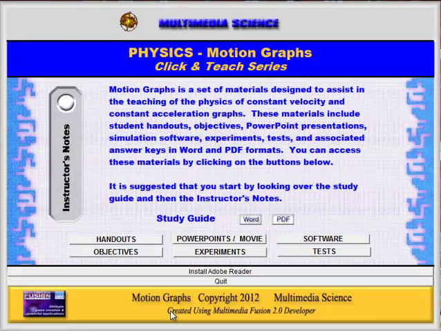This is probably a good place to note that the experiments, the handouts, the PowerPoints, all of the materials are aiming at developing the equations so that when you get to the next unit, which is also available as a Click and Teach series unit, motion equations, the students will know exactly where those equations came from, how they can be derived, and then hopefully start to be able to use them to solve problems.